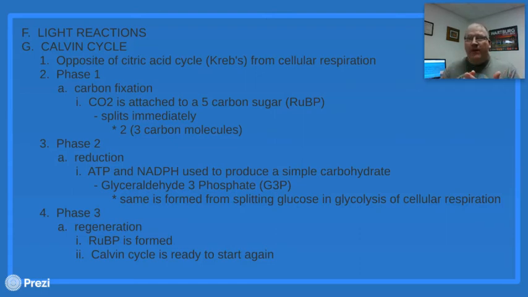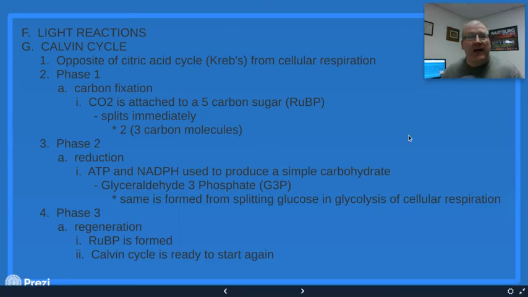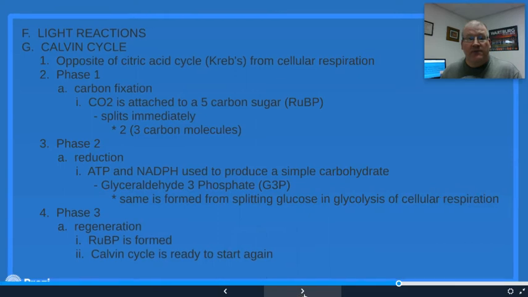We had electron transport first through the photosystems. Now we're going to have a cycle, in this case, Calvin cycle. And the last thing we're going to do is literally put together glucose, the opposite of glycolysis. So let's take a look at the Calvin cycle. This is a three-phase cyclical set of chemical reactions.